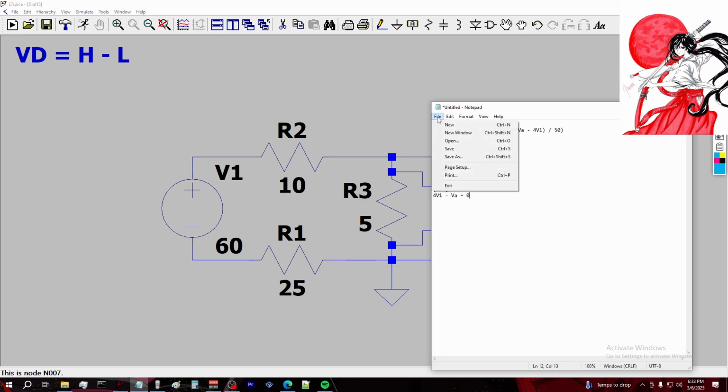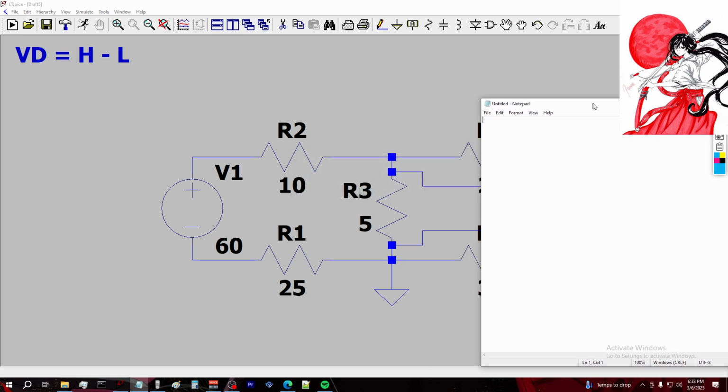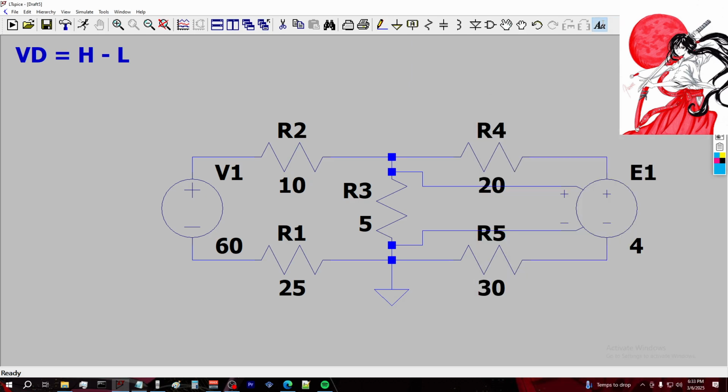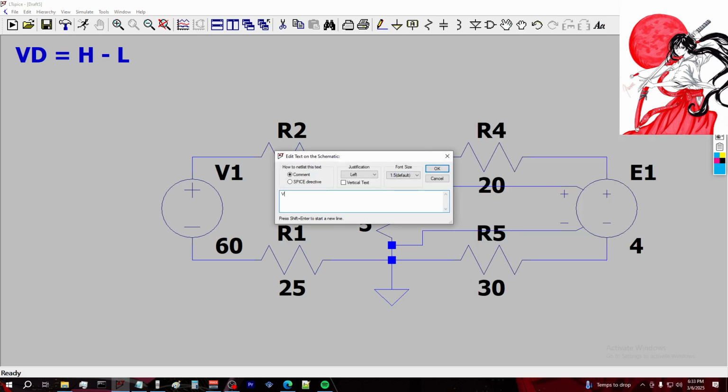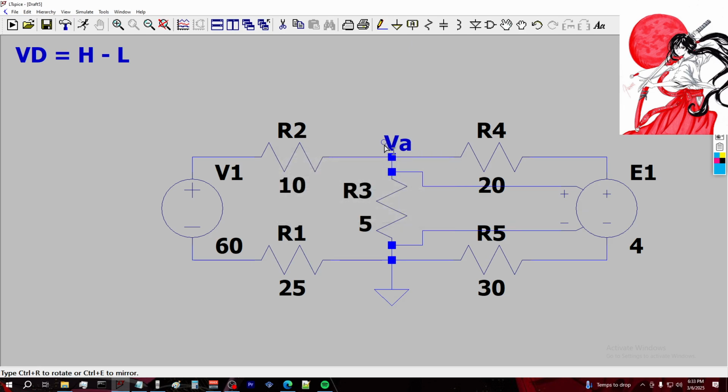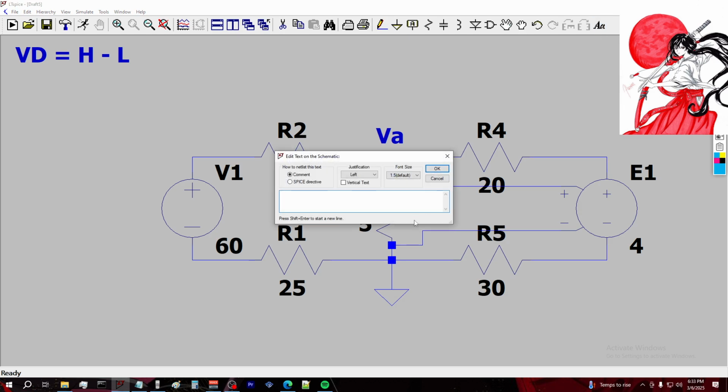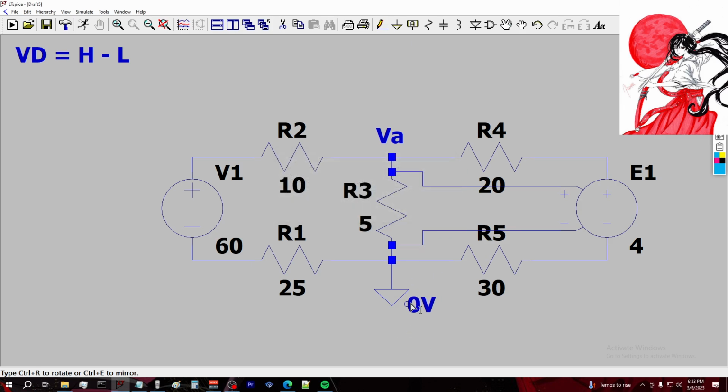Let's go ahead and get rid of that. First thing I want to do is label our known points. We know our essential node, and we're going to label that as VA. We're also going to label ground, and ground is theoretically always 0 volts. So let's go ahead and label that. Are there any other points we can label?